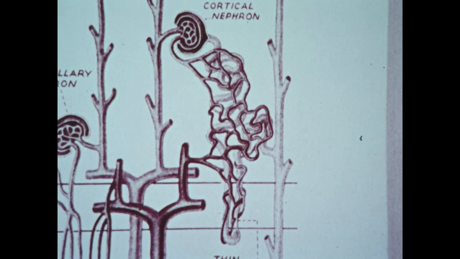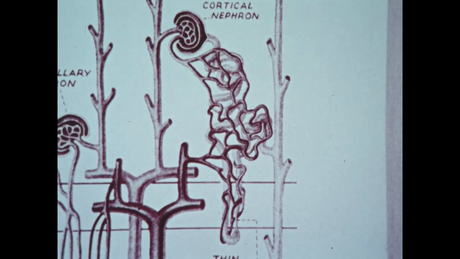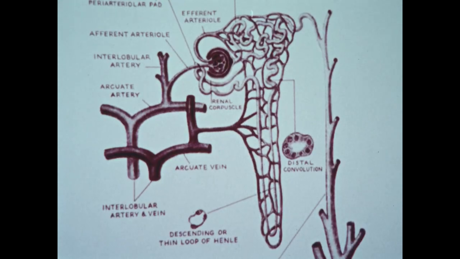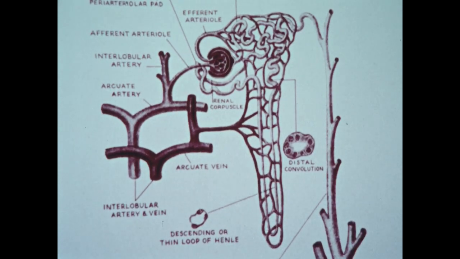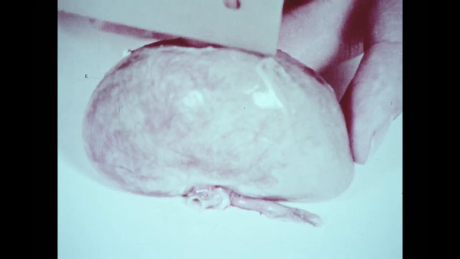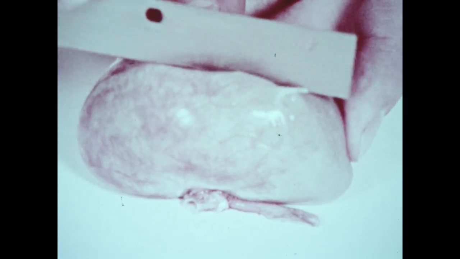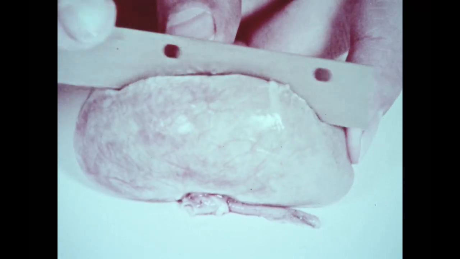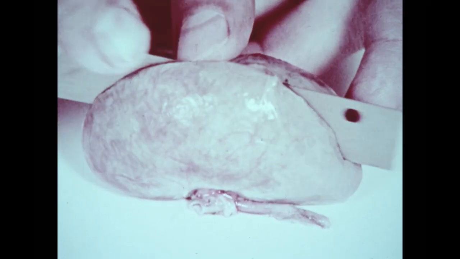The understanding of renal function requires accurate knowledge of vascular and tubular organization. This film has been made to show some important aspects of that organization. The arterial system of this dog kidney has been partially injected with red silicone rubber.